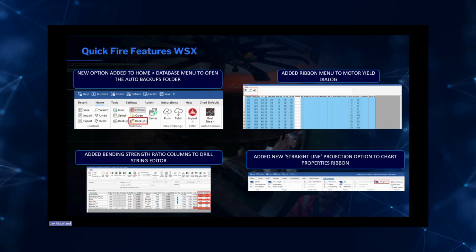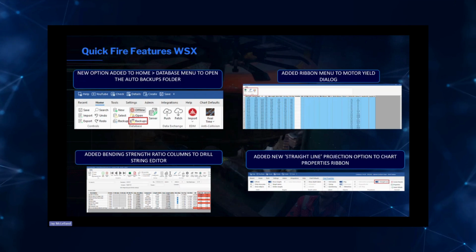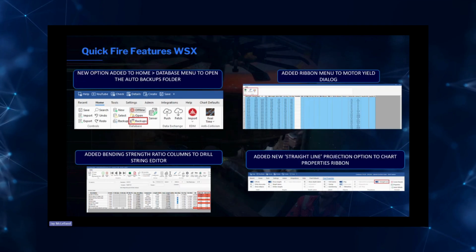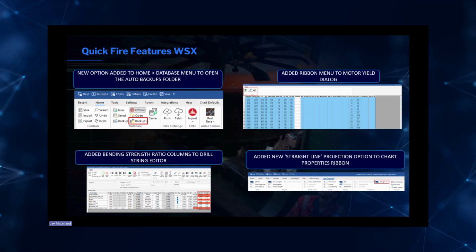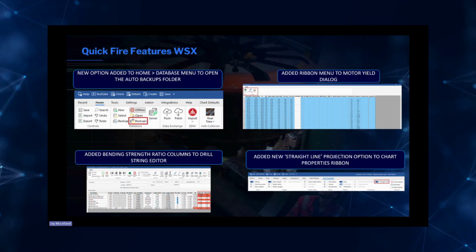The last thing to mention here is we have also added our straight line projection option into the chart properties for WellSeeker for the plots. This is something that we already have in Vantage, but it's now been added within WellSeeker as well. The only thing to mention about this is, unlike the normal projections, this will not add anything into the survey grid. This will literally just show up on your plot. It's a 500 foot or meters equivalent projection.